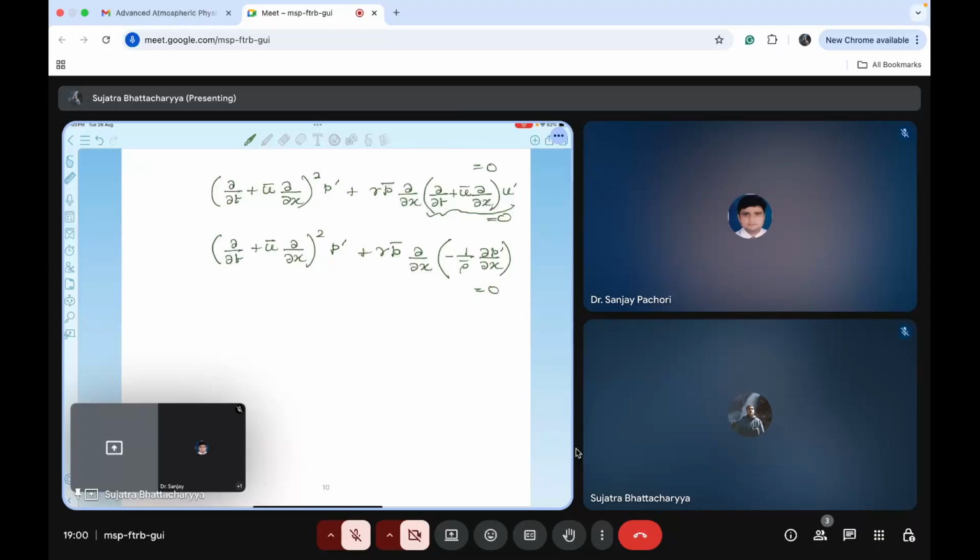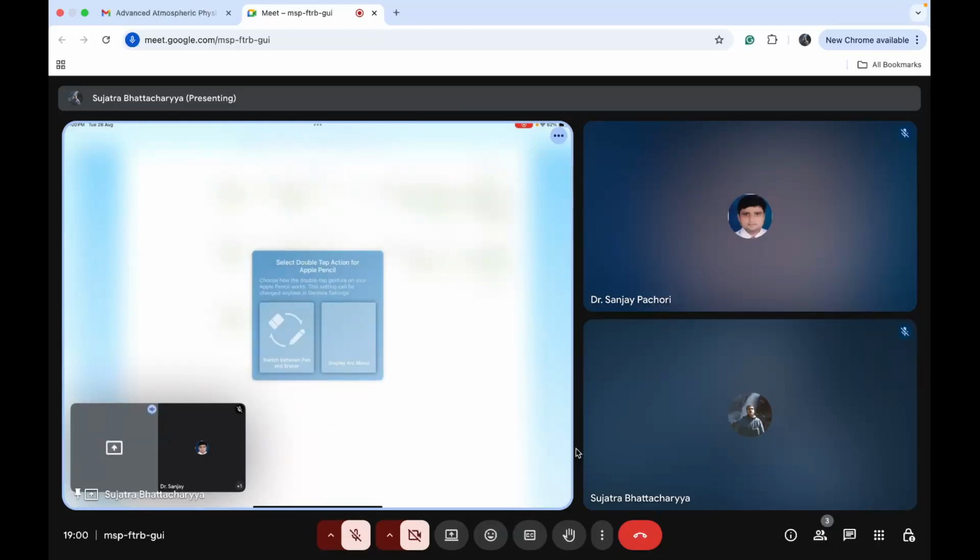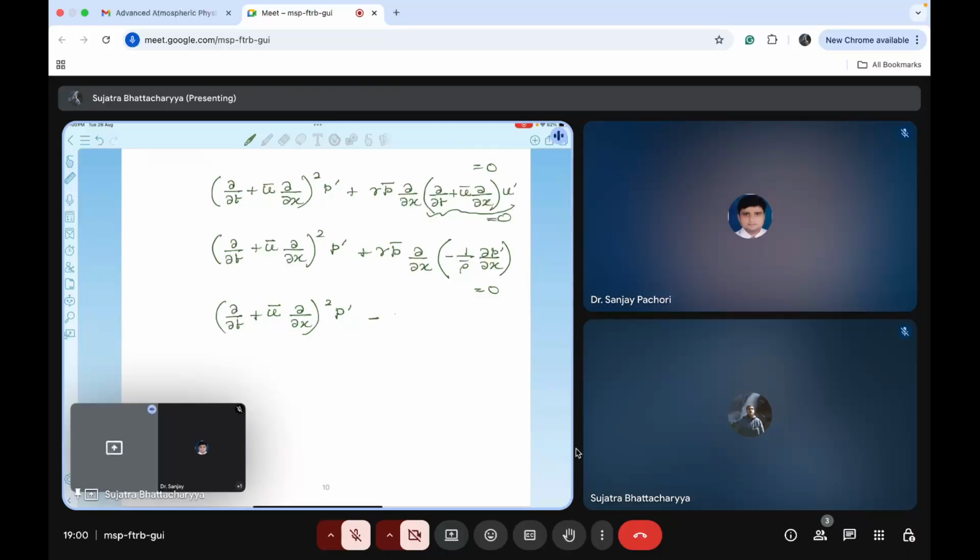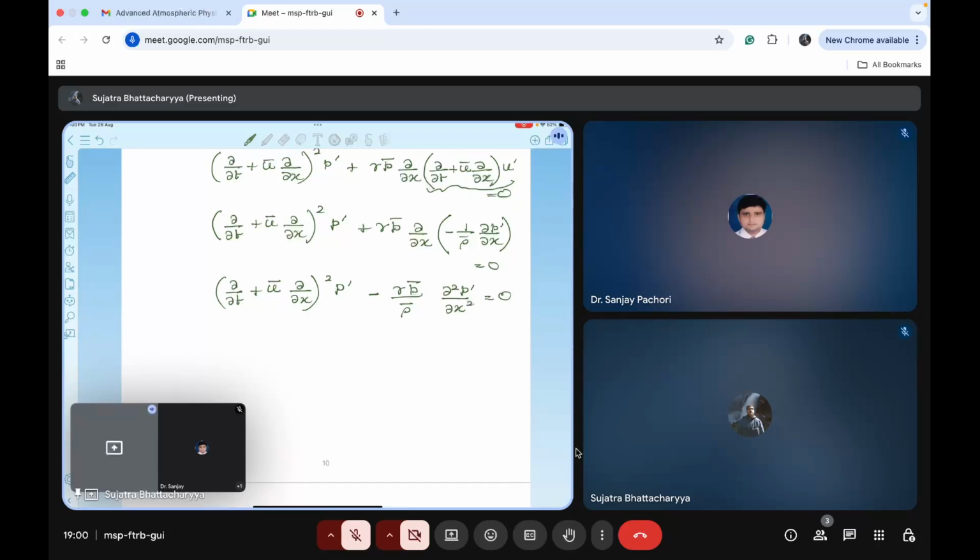Perfect. So again, I have to write del T plus U bar del X whole square of P dash. Minus can be taken here. Minus gamma P bar, rho bar can be taken outside, it's a constant, del square P dash by del X square. See, it came out to be a wave equation kind of thing.